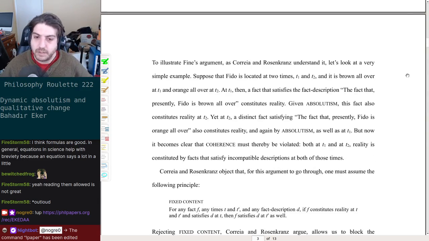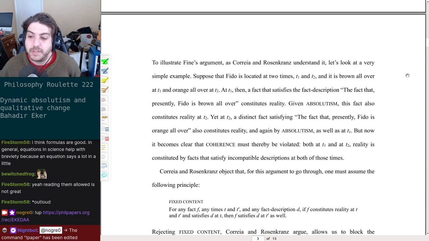To illustrate Feynman's argument as Correia and Rosenkranz understand it, let's look at a very simple example. Suppose that Fido is located at two times, t1 and t2, and is brown all over at t1 and orange all over at t2. At t1, a fact that satisfies the description that presently Fido is brown all over constitutes reality.